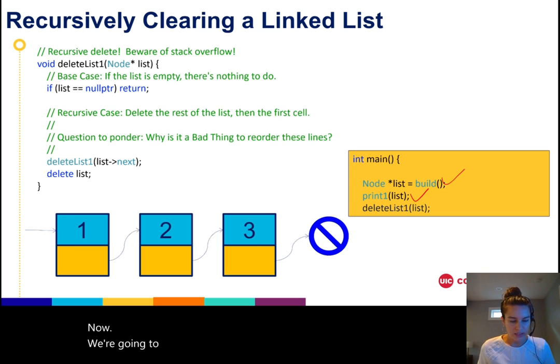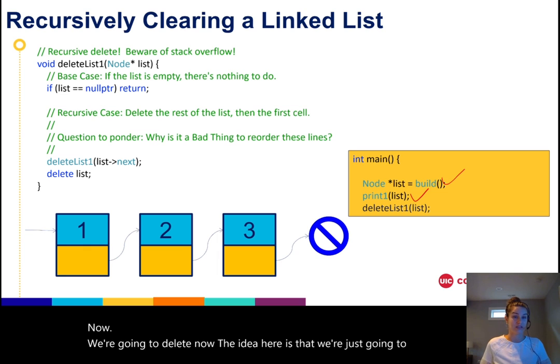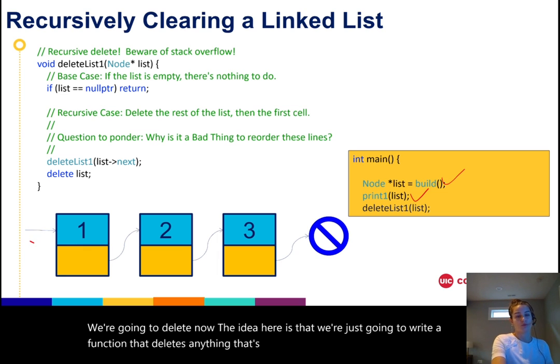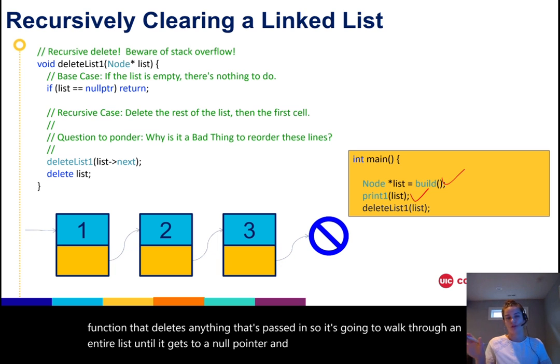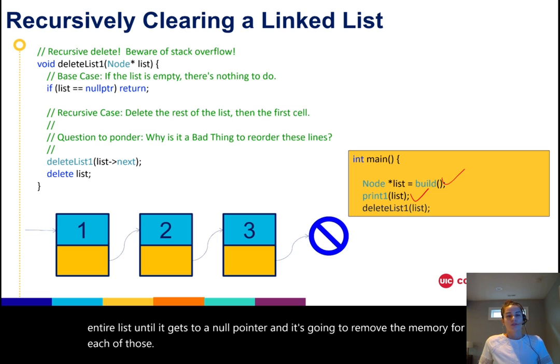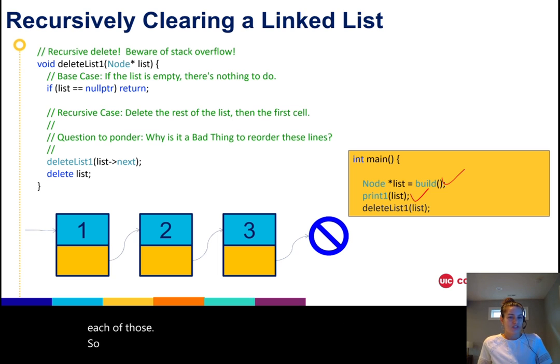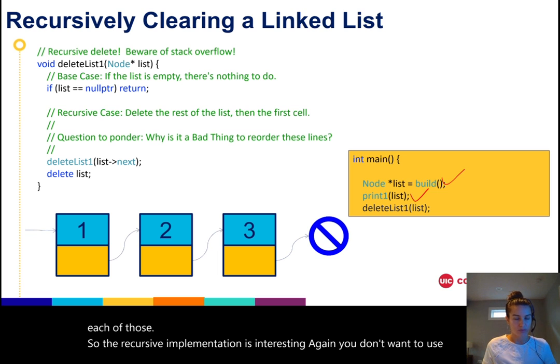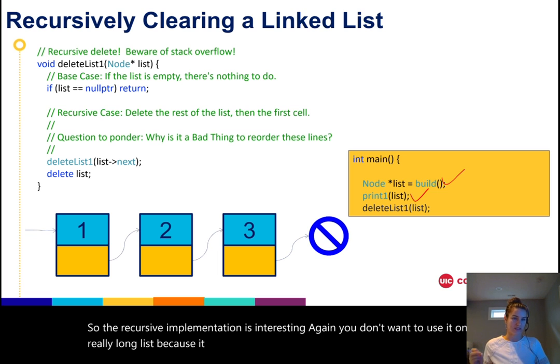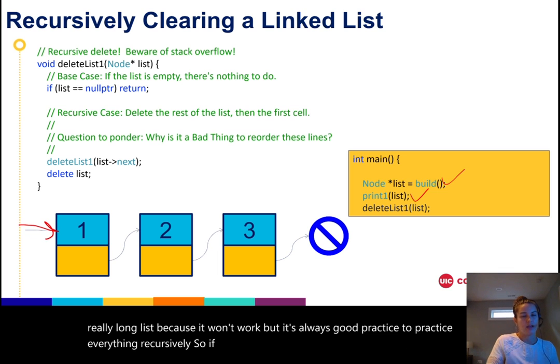Now the idea here is that we're just going to write a function that deletes anything that's passed in. So it's going to walk through an entire list until it gets to a null pointer, and it's going to remove the memory for each of those. So the recursive implementation is interesting. Again, you don't want to use it on really long lists because it won't work, but it's always good practice to practice everything recursively.